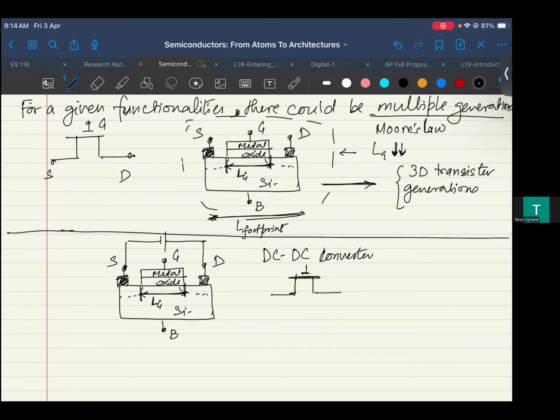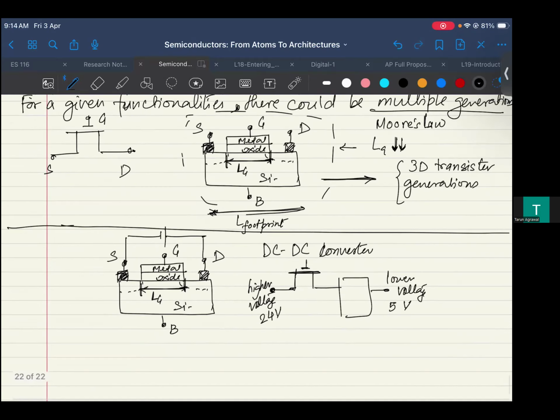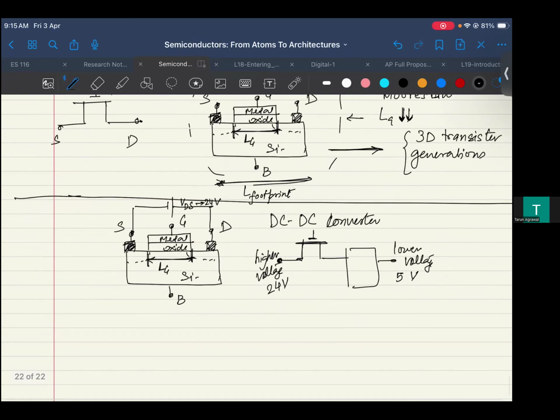But the main thing is, when you are converting a high voltage to a low voltage, this is a higher voltage which you are applying, and we want a supply which is, for example, lower voltage. This could be as high as, let's say, 24 volt, and we want 5 volt out of it. Now, is this transistor good enough for this? That means, can I take this VDS to 24 volt and would this work? You have to ask that question about what is happening in this transistor.